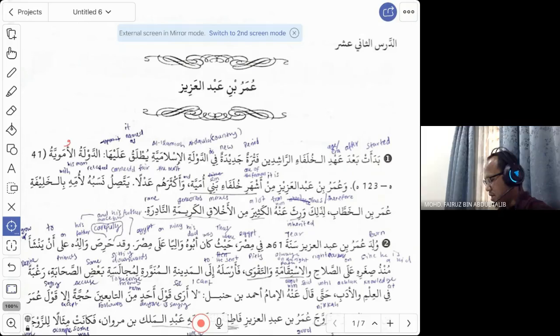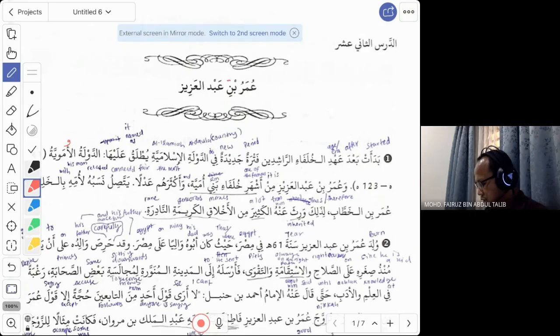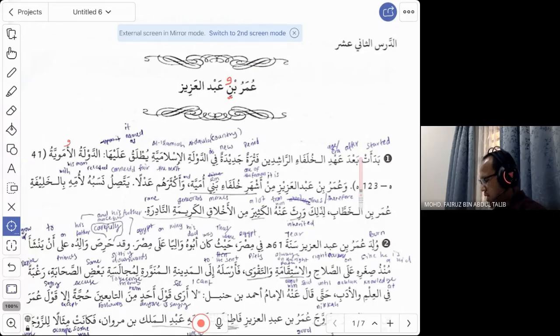Okay, let us look at the sentence. Before that, Umar ibn Abdul Aziz. Please correct, it is not Umaru ibni, it should be Umaru bnu, with a dhamma. Umar ibn Abdul Aziz, so Umar, the son of Abdul Aziz. Bada'at ba'da ahdil khulafa'ir rashidina fatratun jadidatun fid dawlatil islamiyyati.